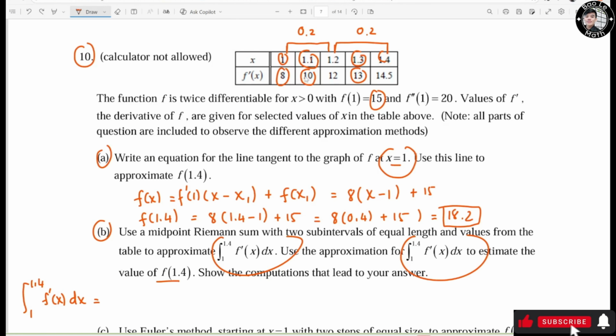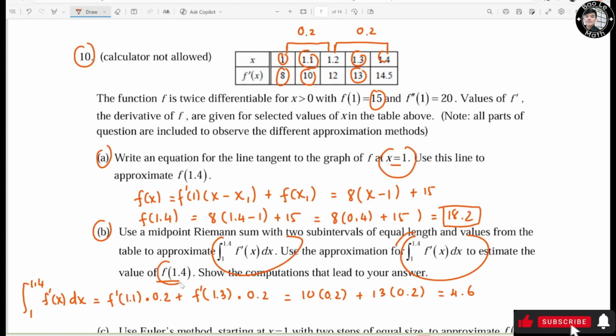So we have length times width. The height is f prime of 1.1 times the width 0.2, plus f prime of 1.3 times 0.2. Now f prime of 1.1 is actually 10 times 0.2 plus f prime of 1.3 is actually 13 times 0.2, and it's going to be 4.6, right?